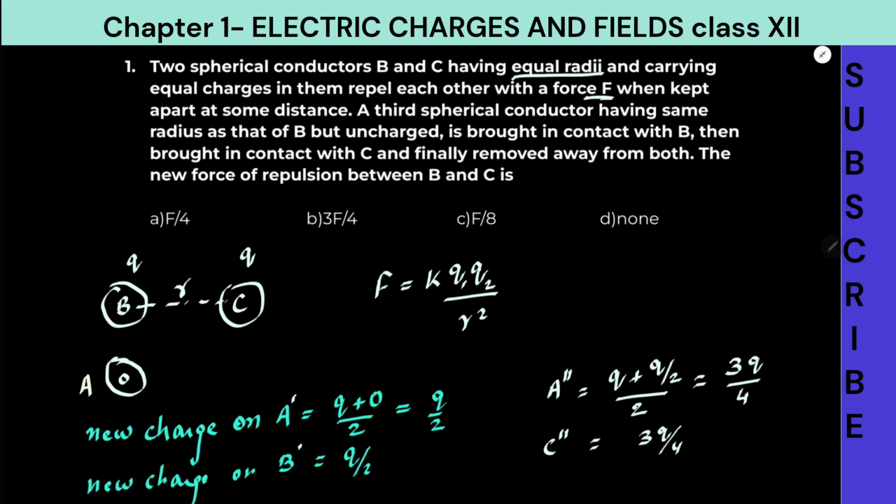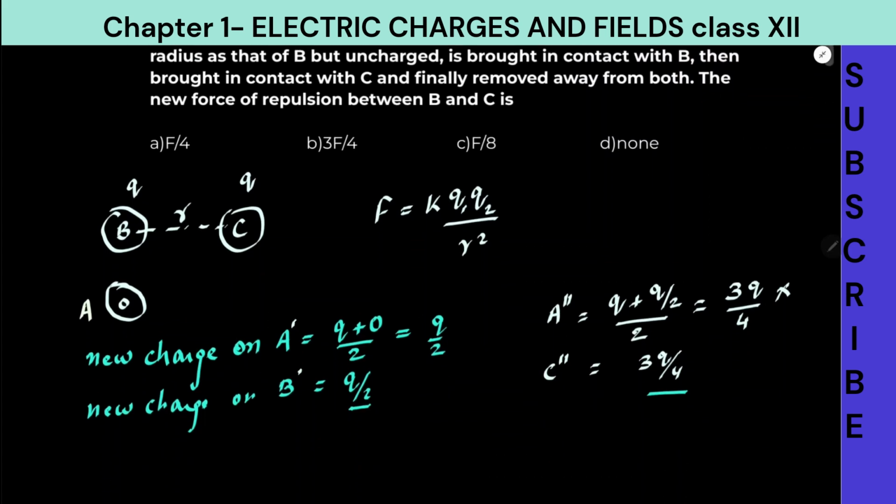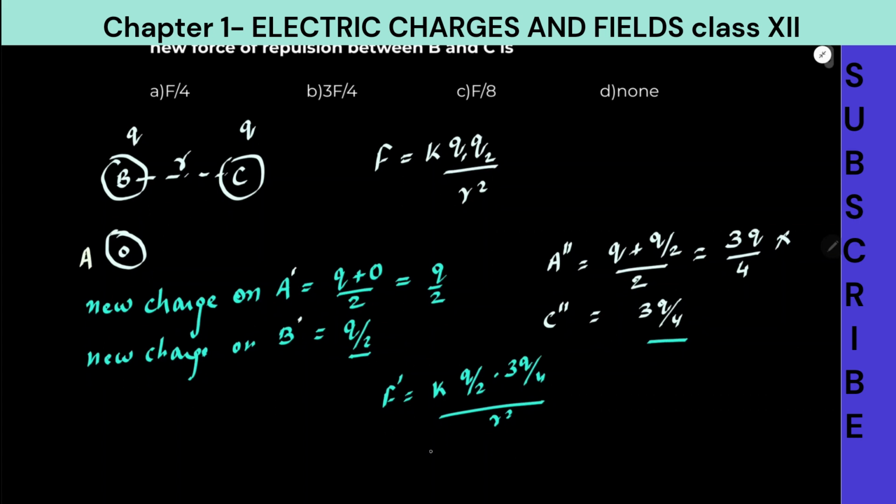Let's read the last part of the question once again. The question says we have to find the new force of repulsion between B and C. So let's ignore A and focus on the final charge on C. The final charge on C is 3Q by 4. The final charge on B is Q by 2. Let's put it back in our Coulomb's law. The new force, let's call it F dash, will be equal to K, the new charge on B, Q by 2, times the new charge on C, 3Q by 4, whole divided by the same separation R square, as they have not mentioned any change in distance, so the separation will still remain the same. This will give you 3 by 8 K Q square by R square.